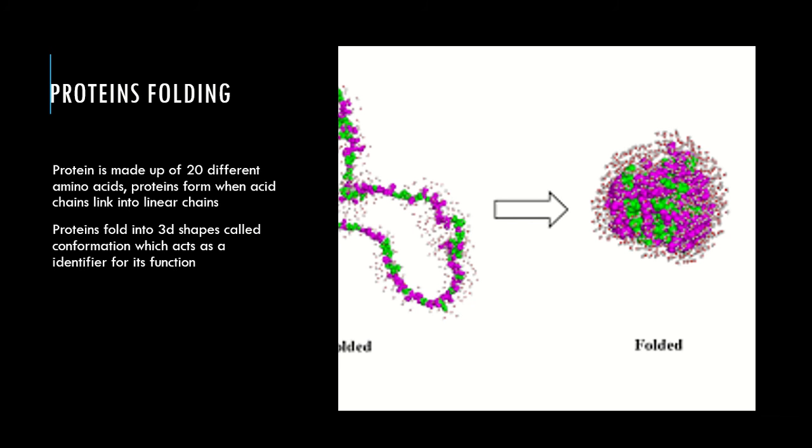So, protein folding. Proteins are all made up of 20 different amino acids. An actual protein is a linear chain of them all together, and then they're all folded into 3D shapes. It's important to note that each shape is called a conformation, and it acts as the identifier for what that protein does. As you see in the picture, we've got lines all together, and then they all crumple up into a sort of sphere almost.